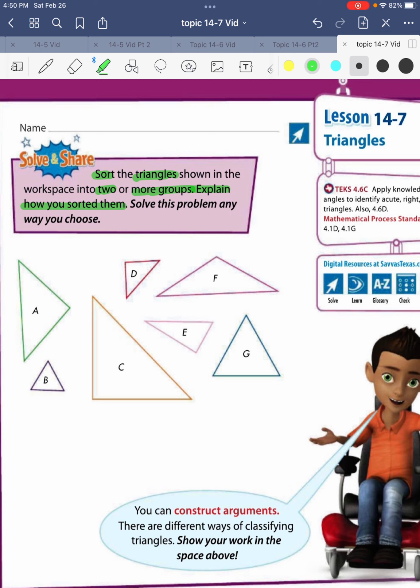Okay, so I'm going to first start off by sorting them by their sides. I'm going to look at their sides. And when I say sides, I mean here, this side, this side, this side. So I noticed that some triangles, like for example, triangle C, has equal sides. This side and this side are equal.